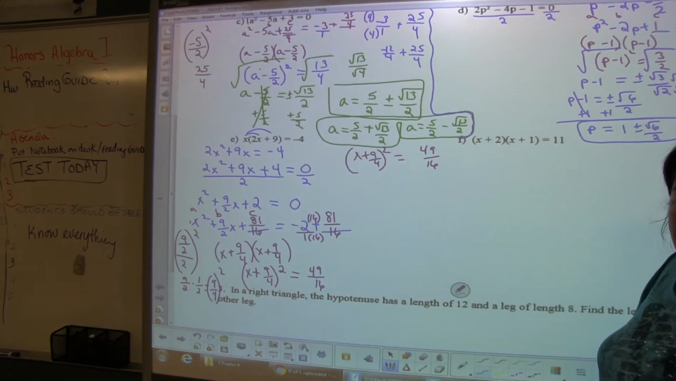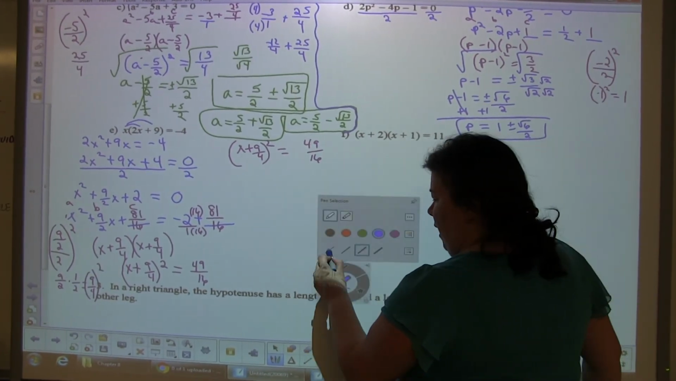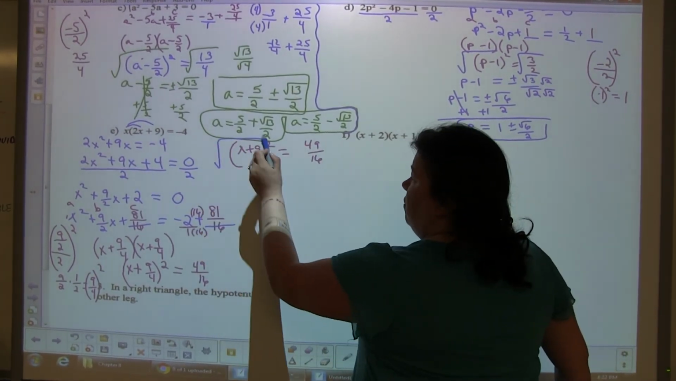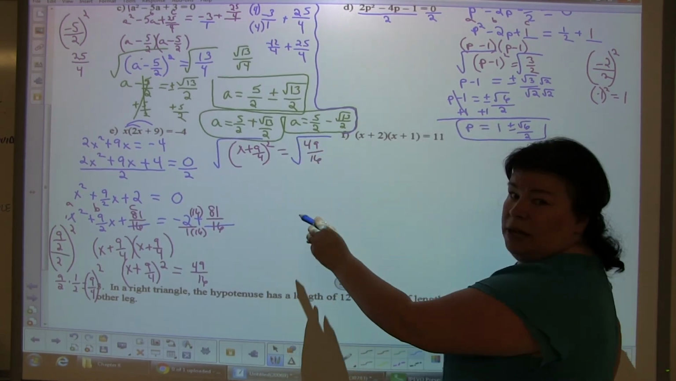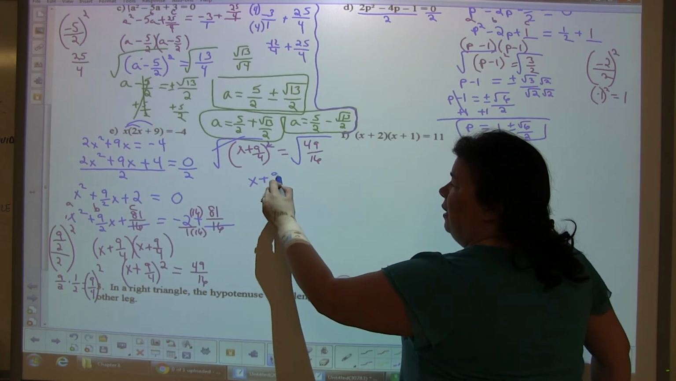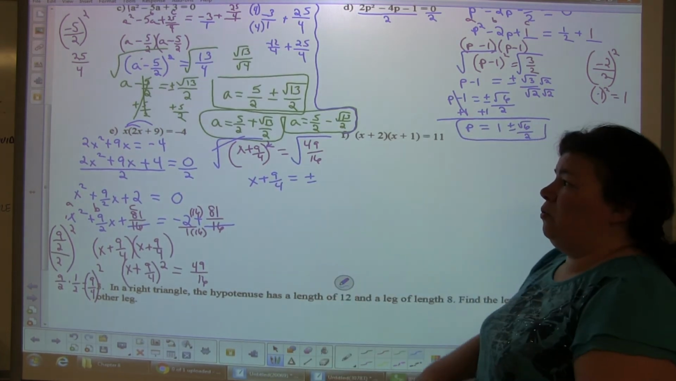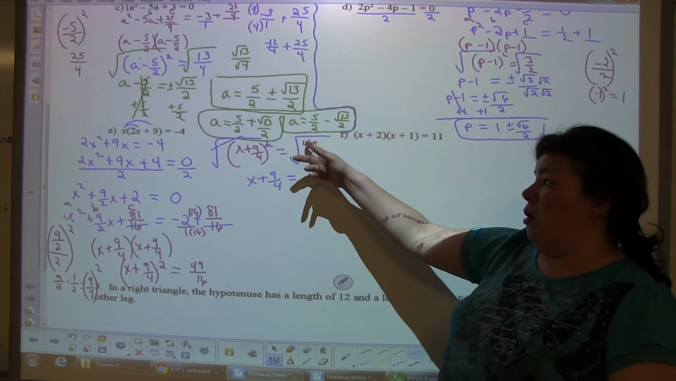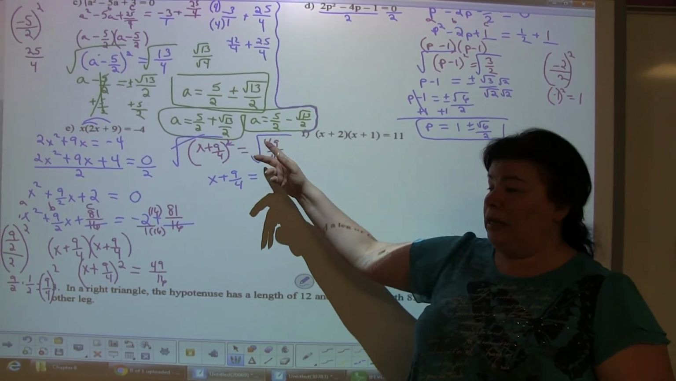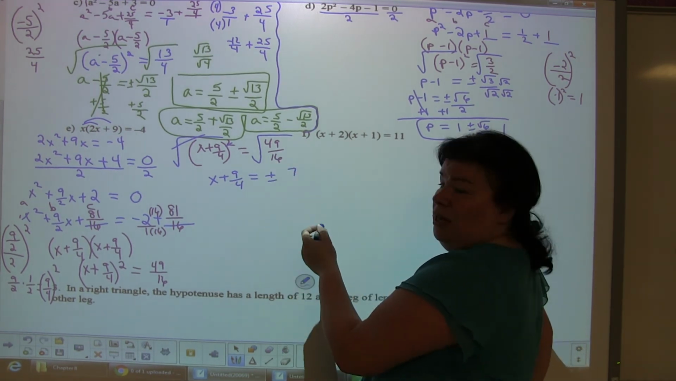49/16. And from here, I'm going to go ahead and use the square root method, which says, okay, I'm now going to square root both sides. And as soon as I do that, again, those cancel out, and I'm left with x plus 9/4 equals plus and minus the square root of 49/16. Well, these both work out nicely because the square root of 49 is 7 and the square root of 16 is 4.